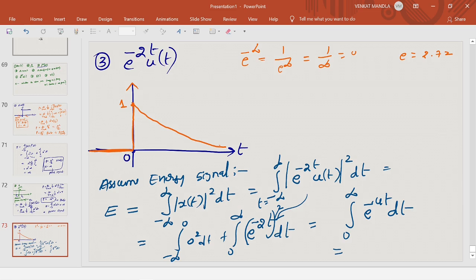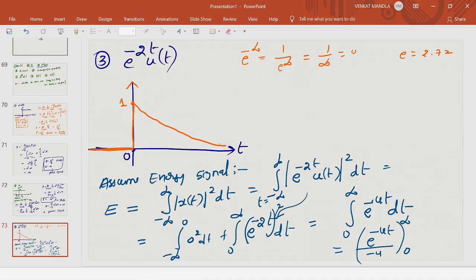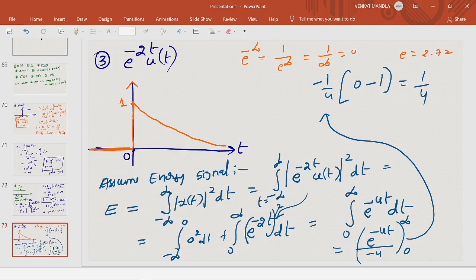Integrate. This is e power minus 4t by minus 4, with limits 0 to infinity. So I'll write this here. Substitute limits. E power minus infinity value is 0 and e power 0 value is 1. So minus 1 by 4 into (e power minus infinity, 0, minus e power 0, value 1). That is 1 by 4. This is the energy. We got energy is 1 by 4, a finite value. So it is an energy signal.